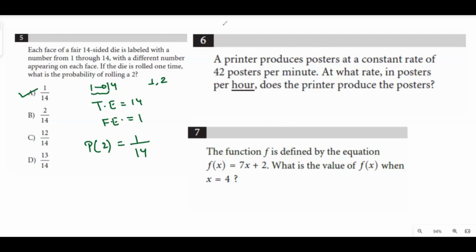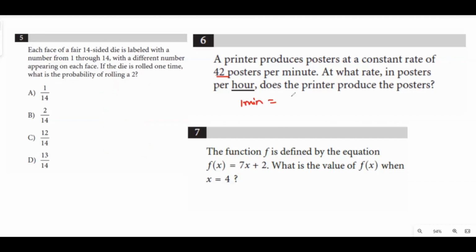Question number 6, you can see that a printer produces posters at a constant rate of 42 posters per minute. That means within 1 minute, he can make 42 posters. At what rate, in posters per hour, does the printer produce the posters? That means for 1 hour. 1 hour means 60 minutes. In 60 minutes, how many posters can he make?